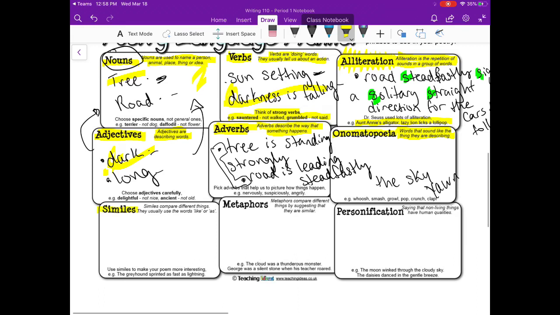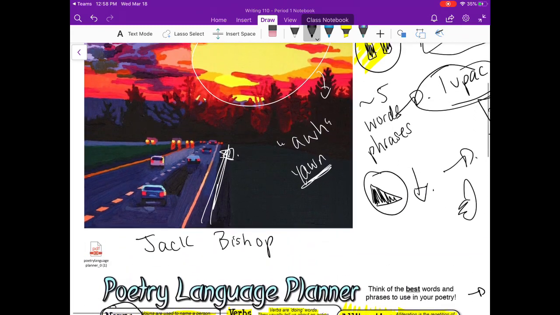Continuing on, similes. Similes compare different things. They usually use the word like or as. So they make your writing more interesting. It doesn't just have to be a poem. It could also be your descriptive work. The greyhound sprinted as fast as lightning. All right, so a simile.